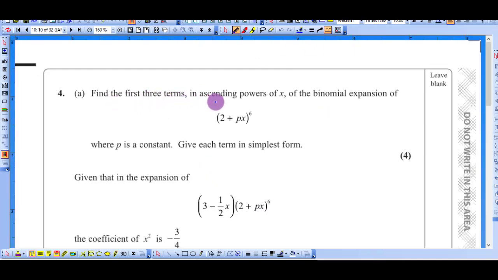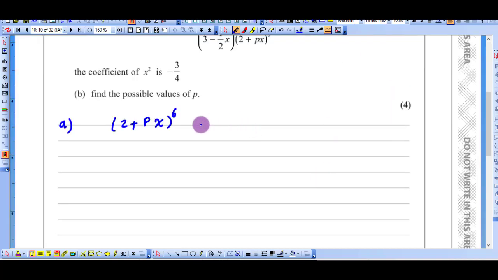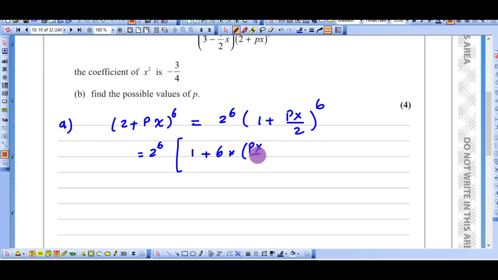Find the first three terms in ascending powers of x of the binomial expansion of 2 plus bx to the power 6, where b is a constant. Give each term in the simplest form. So it's equal to, let me take 2 power 6 outside, so it will be 1 plus bx divided by 2, all to the power 6. So it's equal to 2 power 6, open the bracket. The first term is 1 plus 6 multiplied by bx divided by 2.